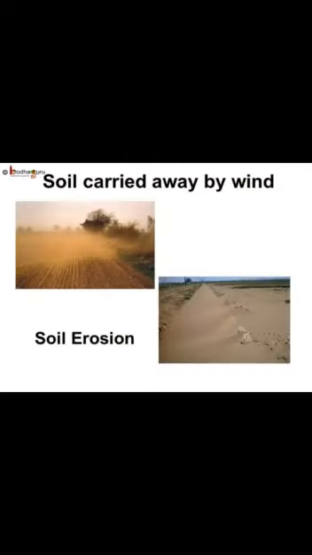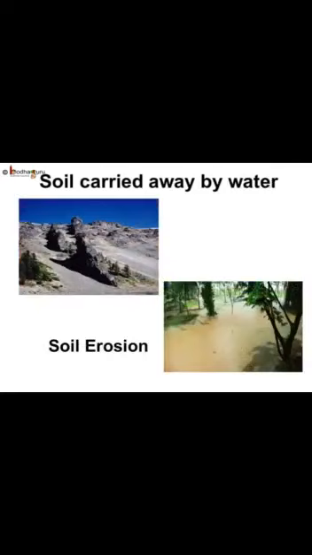What happens when the wind blows hard or if the water current is fast? Often the top layer of soil is blown away by wind or washed away by the water. This removal of the top soil from a place due to the wind or water is called soil erosion.